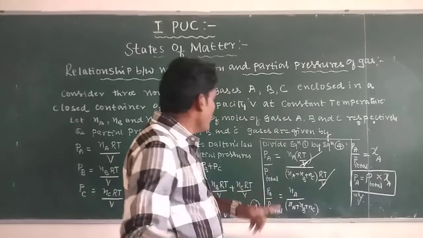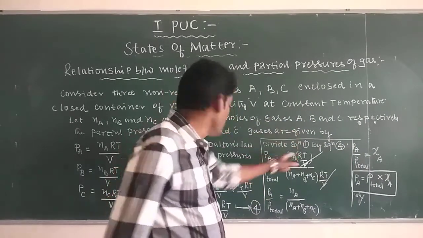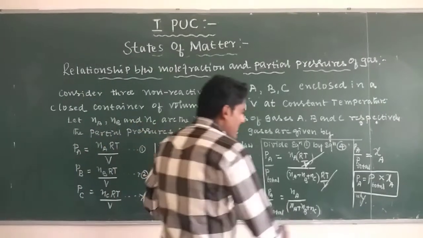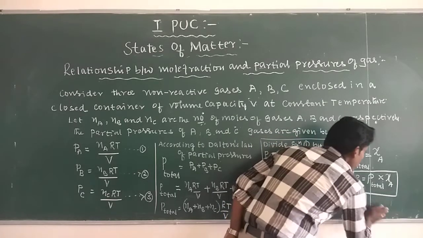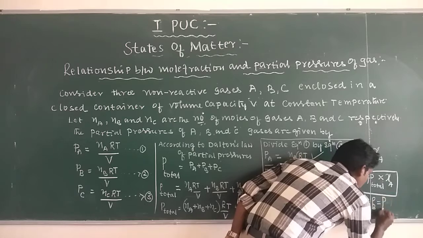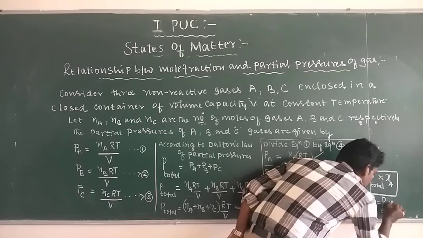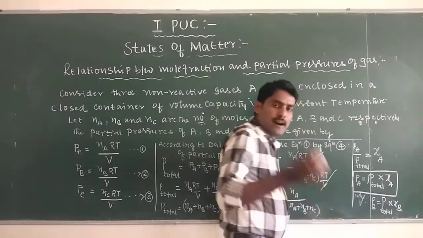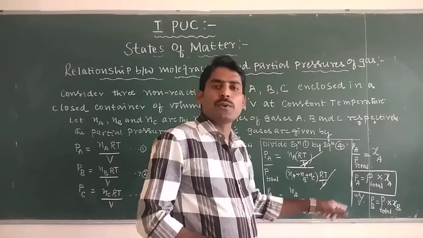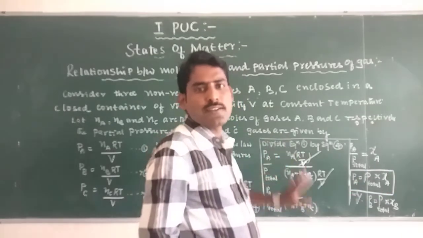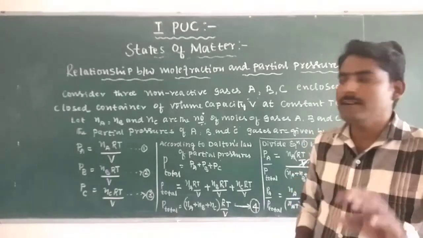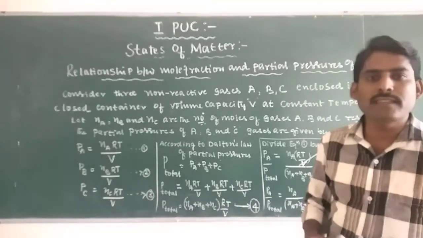Similarly, if we divide equation 2 by equation 4, we get Pb equals P total into Xb, and for gas C, Pc equals P total into Xc. So like this we get the relationship between the mole fraction and the partial pressure of the gas.